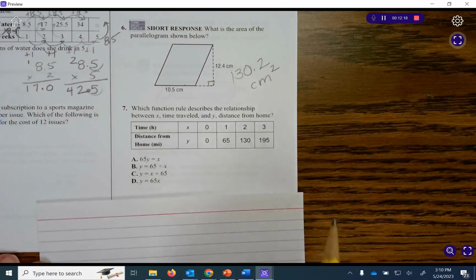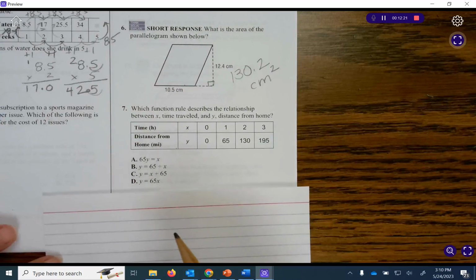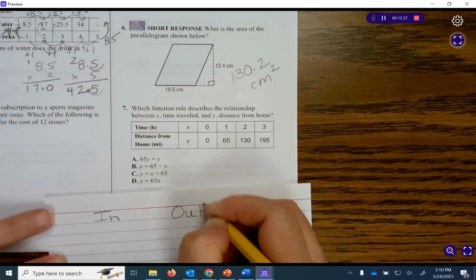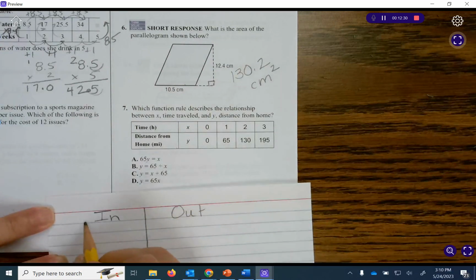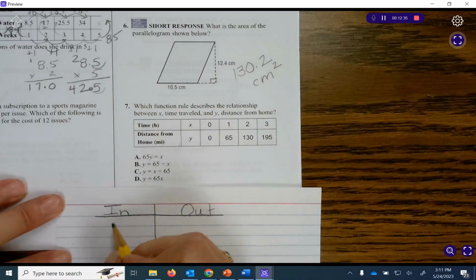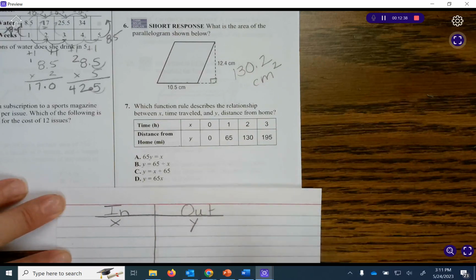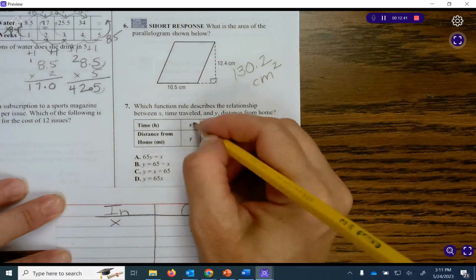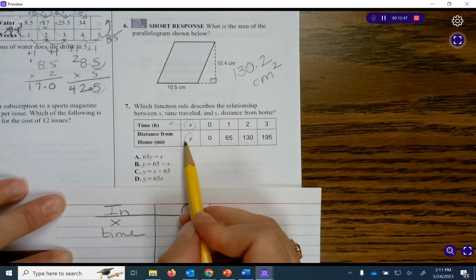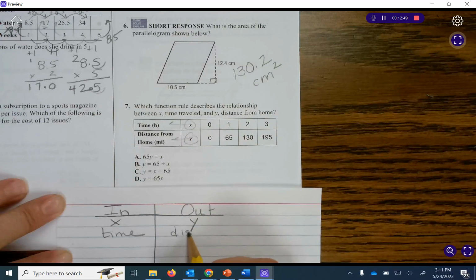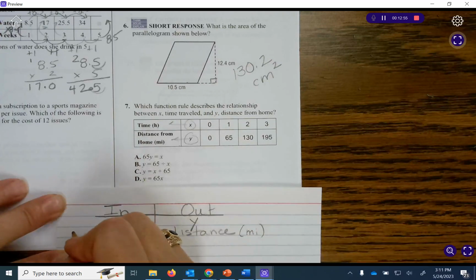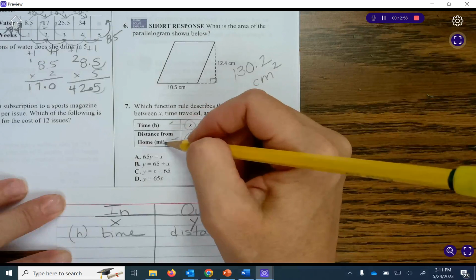What I do here is convert this to an in and out table, if you remember those from elementary school and then earlier this year. In and out tables are what we do in elementary school. When you're in 7th grade, they become X, Y tables. And in this case, X is time and Y is distance. Notice they do include the unit. In this case, it's hours and miles.